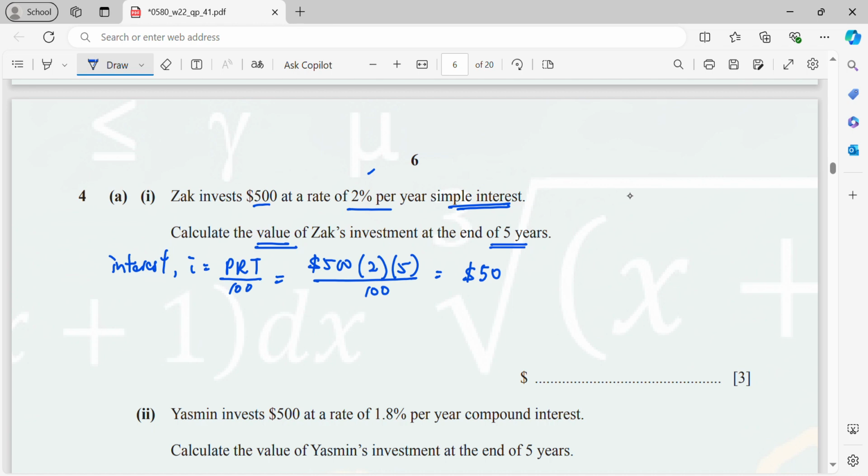But then the question is asking for the value. Okay, so the amount will be the principal value or principal amount, which is 500, the initial investment, plus the interest. So I will be getting $550.